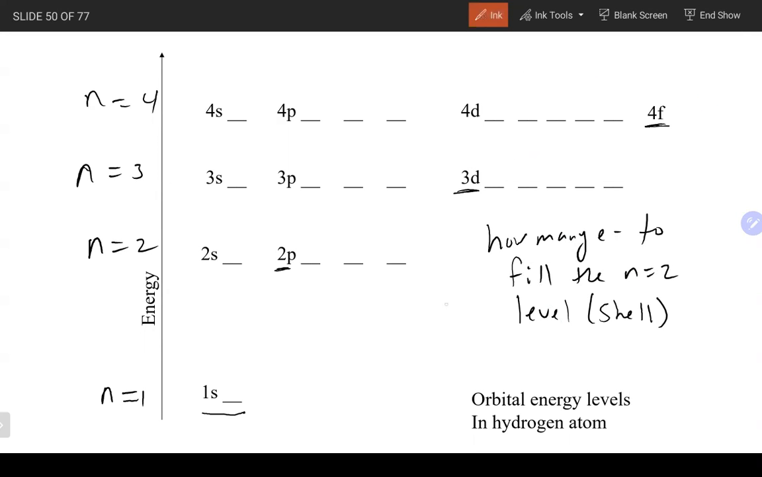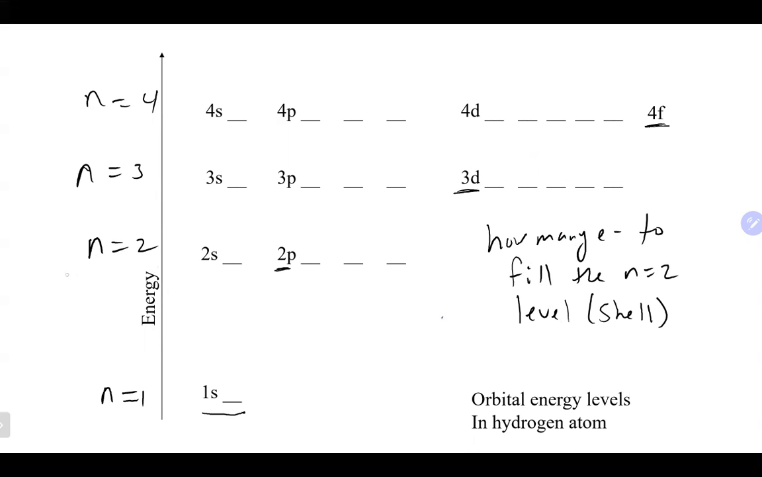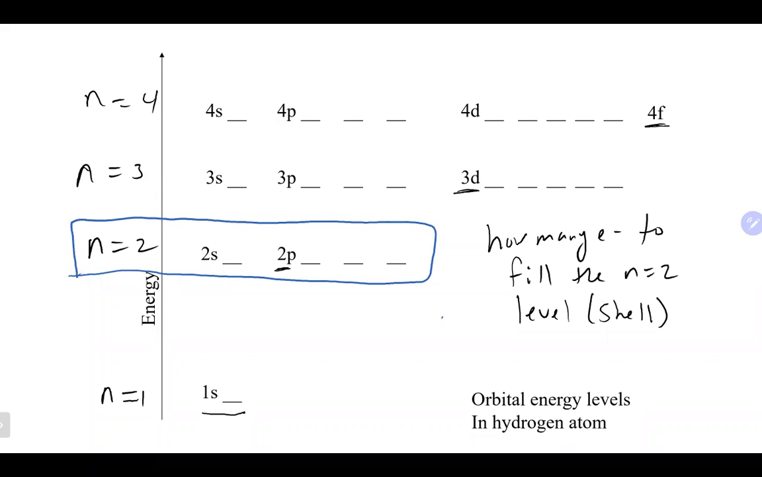It would be 8, right? And the n equals 2 level or shell is pretty much any orbital, and each of these lines represents an individual orbital, any orbital that is found within that energy level. And that would be 2, 4, 6, and 8 in that case, if you filled them all up.